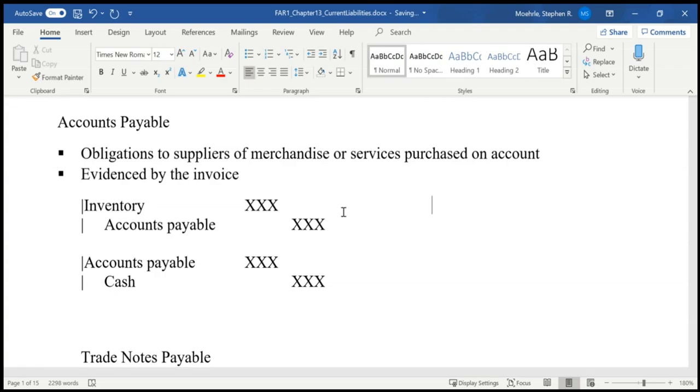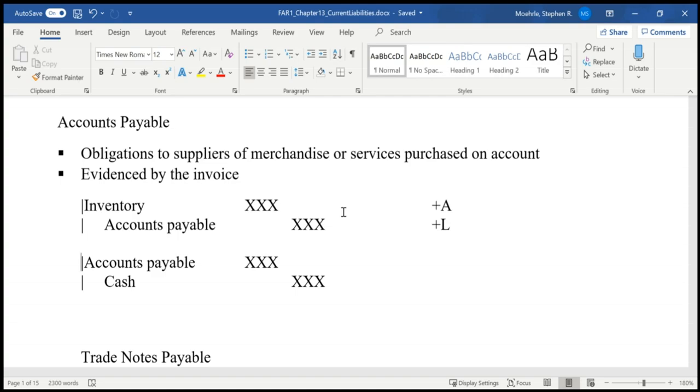So inventory is plus asset, and accounts payable is plus liability. So we debit the inventory or whatever we received that we now owe the vendor for. Maybe it was a service and we're debiting an expense. And then we credit accounts payable. We credit the liability accounts payable to increase it and indicate on our accounting records that we have a liability.